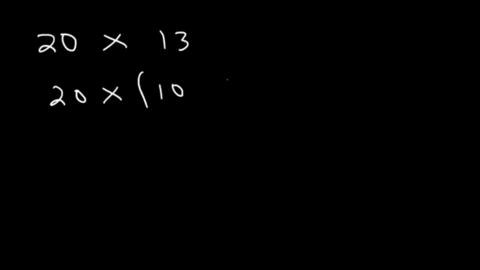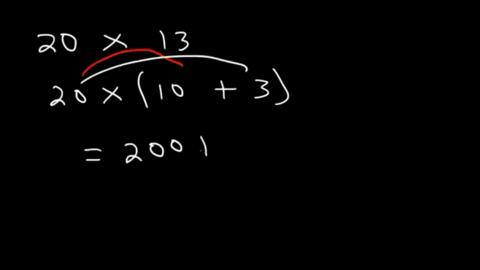Another way in which you can get that same answer is you can break down 13 into 10 plus 3 and then use the distributive property. 20 times 10 is 200 and 20 times 3 is 60. So 200 plus 60 gives you 260. So that's another way you can do it.